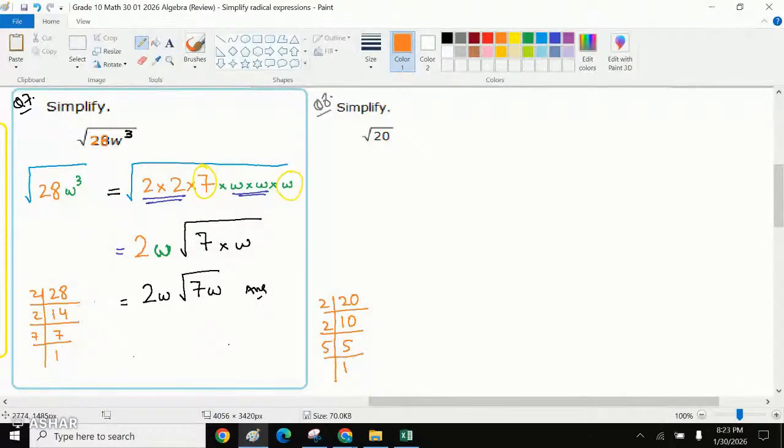So through the prime factorization, we can say 20 must be equal to 2 multiplied by 2 is 4, and 4 multiplied by 5 would be 20. That means 20 can be broken down into prime factors and written as 2 multiplied by 2 multiplied by 5. When we apply the radical on either side, we look for pairs. Do we have any pair? Yes, we do have a pair of 2. Since we have a pair of 2, the 2 comes out.